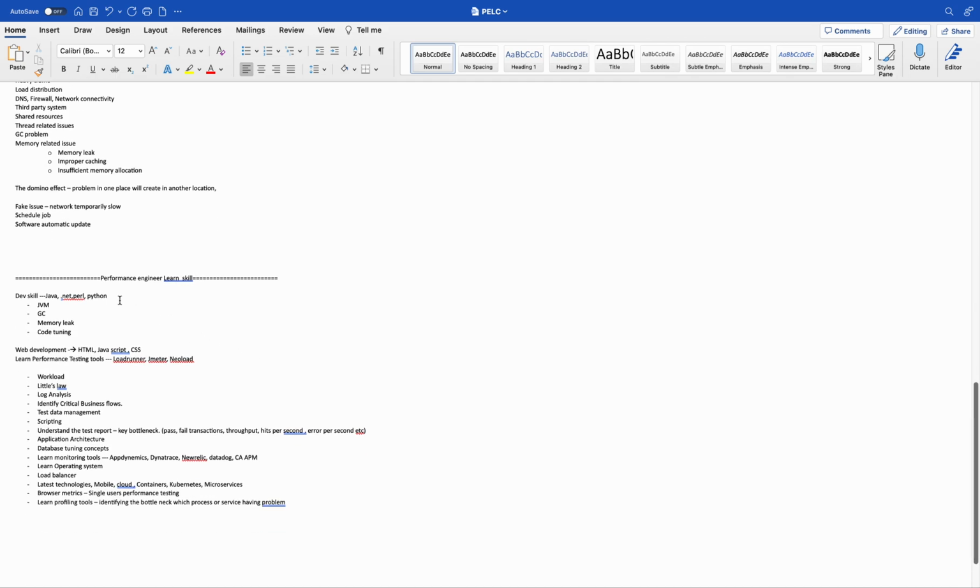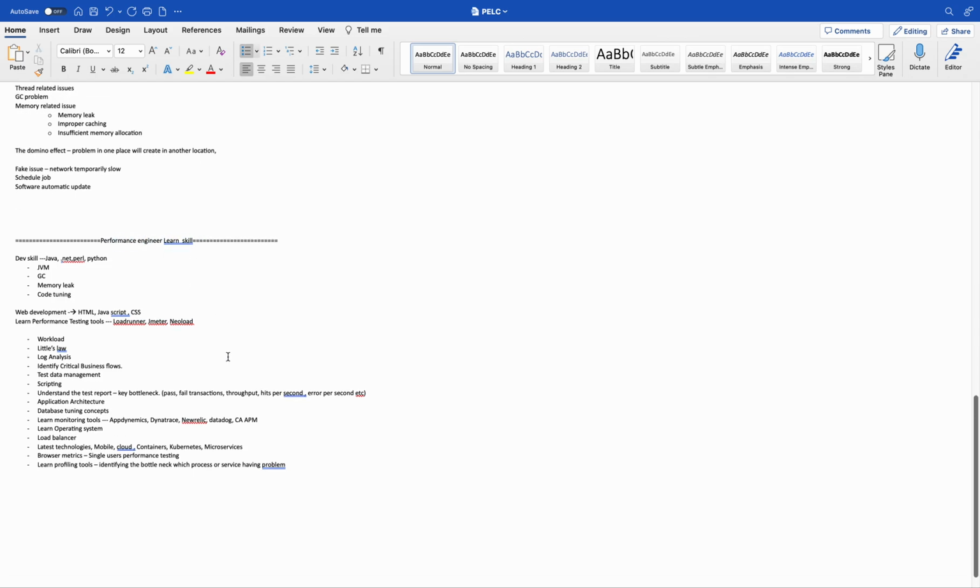And the next one is what skills a performance engineer should learn. What performance engineers should be aware of is all covered here. Basically, as a performance test engineer we should have knowledge of Java or any programming language, .NET, Perl, Python. We should understand the JVM, Java Virtual Machine. We should understand GC, garbage collection, what a memory leak is, code tuning, and web development like HTML, JavaScript, CSS.